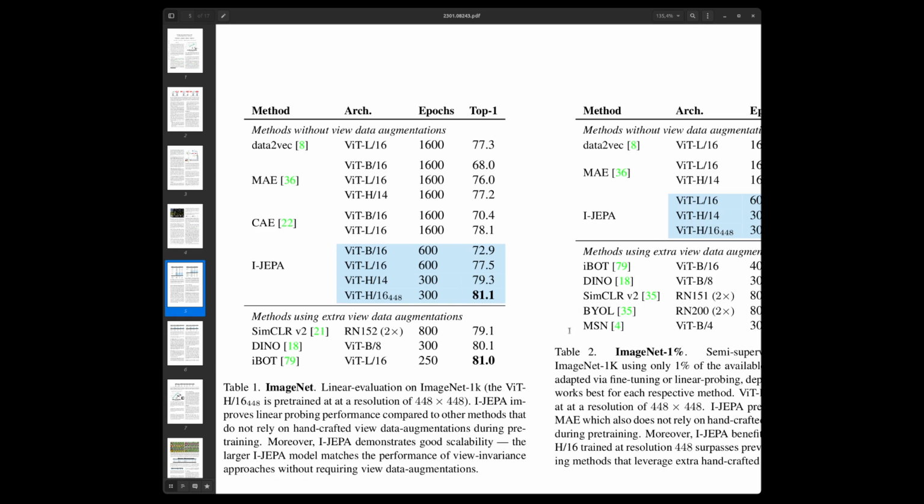Okay, so the other paper that I was talking about, linear probe with ViT base is 78.1.